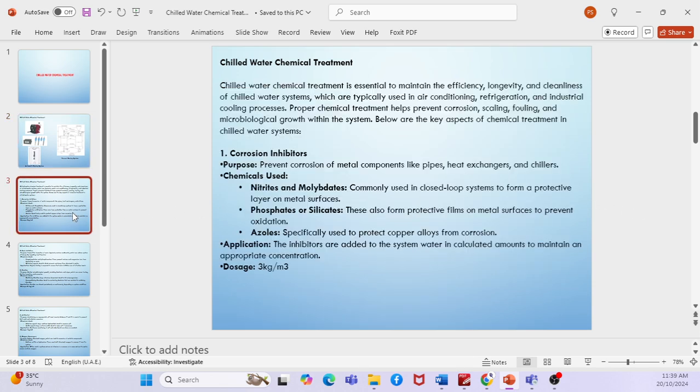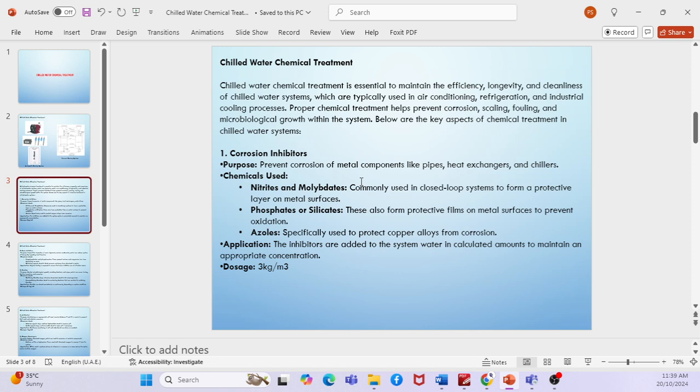For example, I just prepared the slide here. Chemical water treatment is essential to maintain the efficiency, longevity, and cleanness of the chilled water system, which is typically used in air conditioning, refrigeration, and industrial cooling processes. Proper chemical treatment helps prevent corrosion, scaling, fouling, and microbiological growth within the system. Below are the key aspects of chemical treatment in a chilled water system.